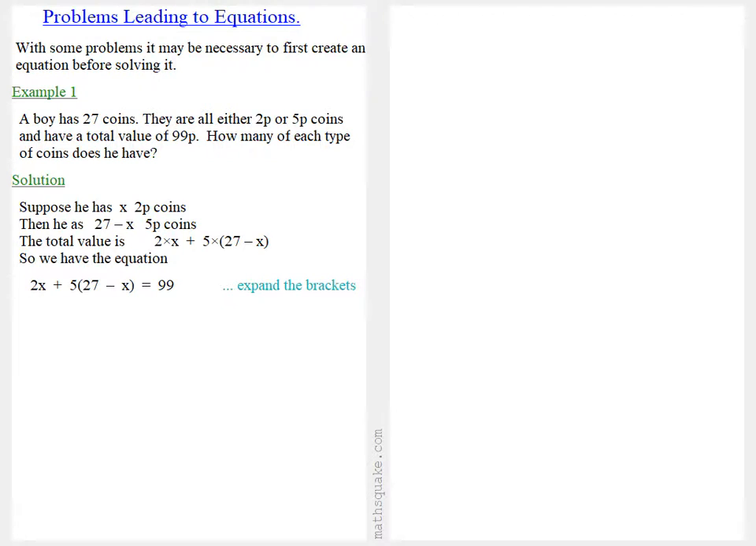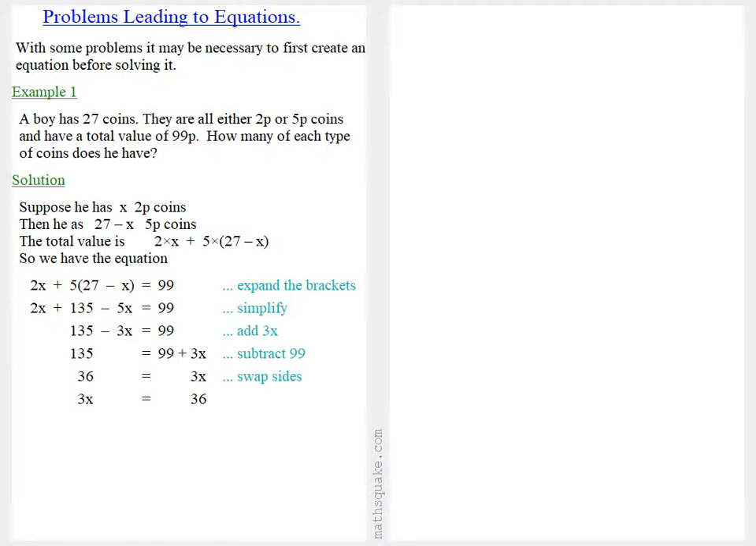Now to solve this, we can first expand the brackets. This gives us 2x plus 135 minus 5x equals 99. We can simplify that. That gives you 135 minus 3x equals 99. If we add 3x to both sides, we have 135 equals 99 plus 3x. If we subtract 99 from both sides, we end up with 36 equals 3x. So if we swap sides, 3x equals 36, and we can divide by 3 to get x equals 12.